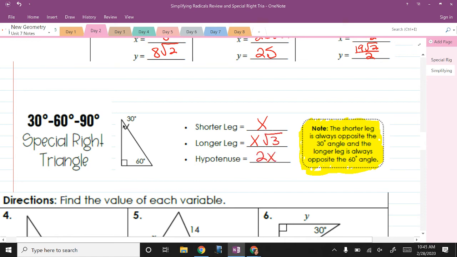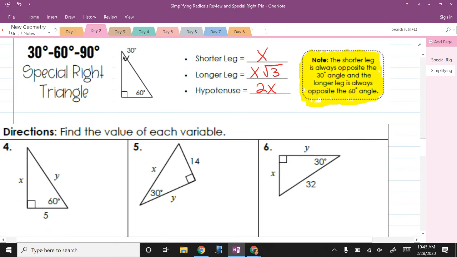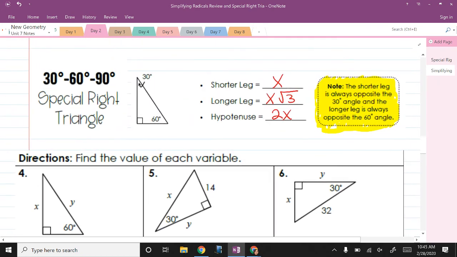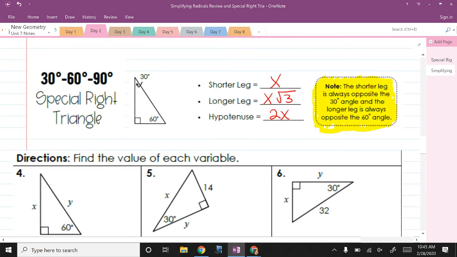So if you know the short leg, it's great. Okay? It's always easiest to me if you know the short leg. So memorize that. Short leg is X. That's across from the 30. The long leg across from the 60 is X radical 3, and the hypotenuse is 2 times the short leg. Okay?